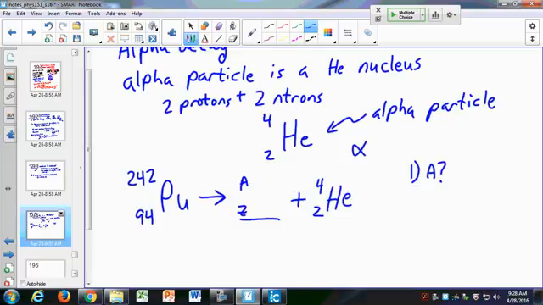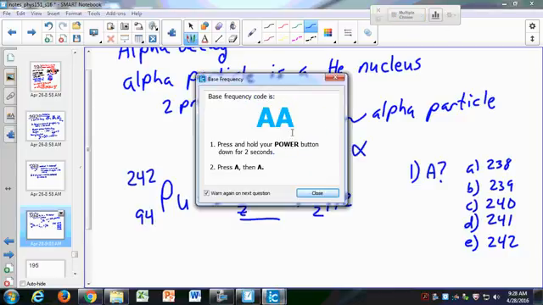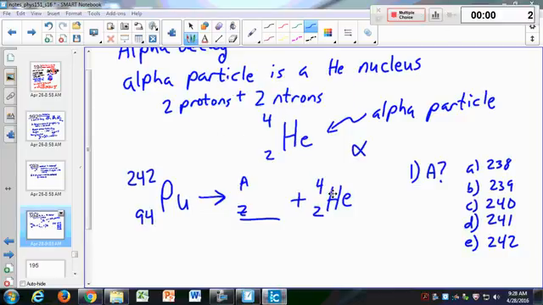Remember your conservation rules. For the value of A, let's do these options. You can go ahead and click in for that. What should be the appropriate value for A? On the upcoming test, you'll have several nuclear equations like this, and you'll just need to tell me what is the element, what is the atomic number, and what is the atomic mass number. So in this case, I'm looking for A.